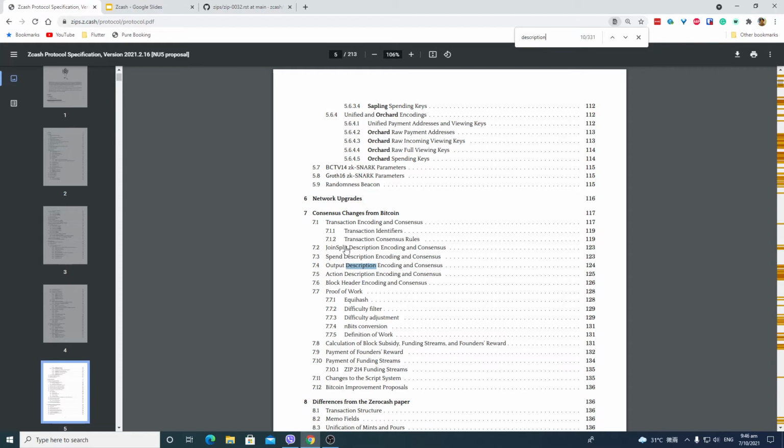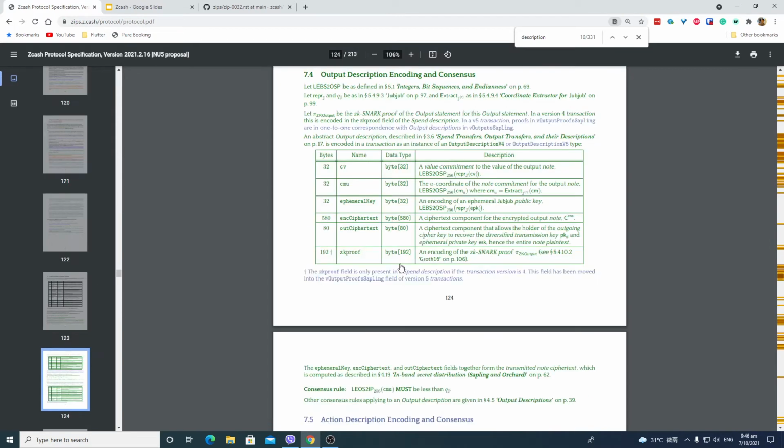It's actually here. I don't know why, but for some reason they put the form of the output inside the consensus changes from Bitcoin. All right, so this is what you would have in the blockchain. This is the actual physical content of an output in the transaction. What you can see here is we have a proof that this stuff actually holds true, but we can ignore that.